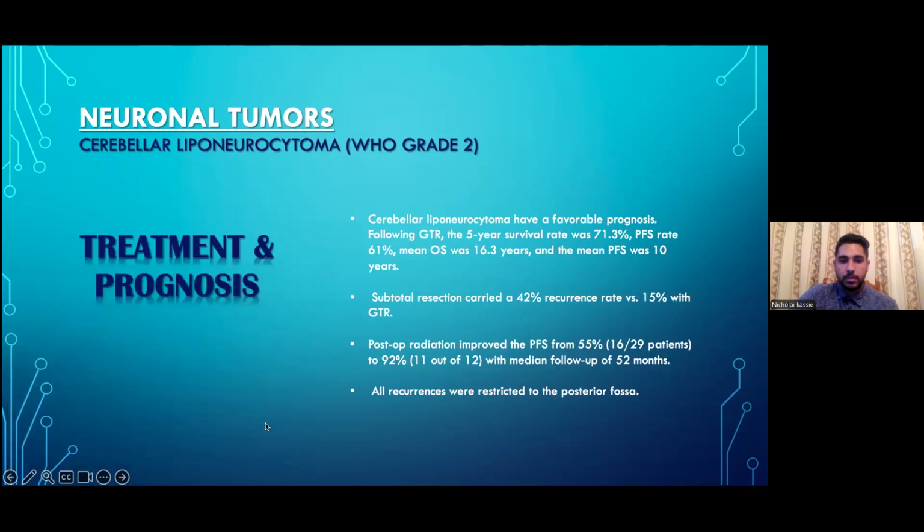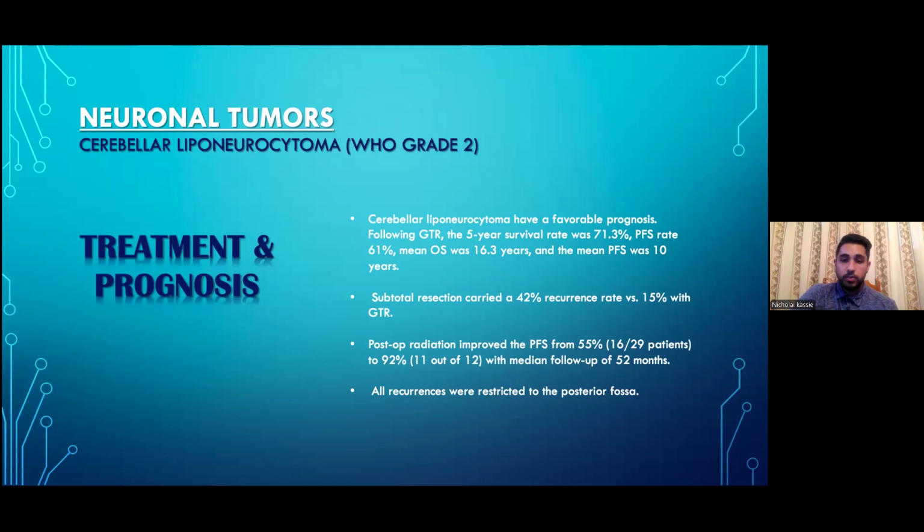In terms of treatment and prognosis, cerebellar liponeurocytoma have a favorable prognosis. Following gross total resection, the 5-year survival rate was approximately 71.3%, and PFS rates 61%. The overall survival was 16.3 years, and the mean PFS was approximately 10 years. So subtotal resection carried a 42% recurrence rate, with 15% with gross total resection.